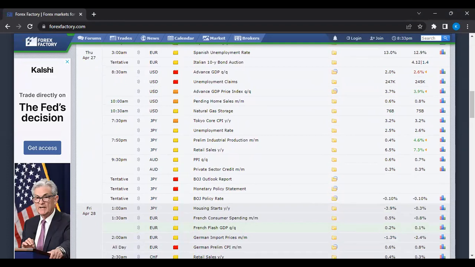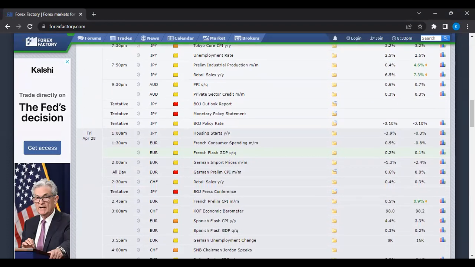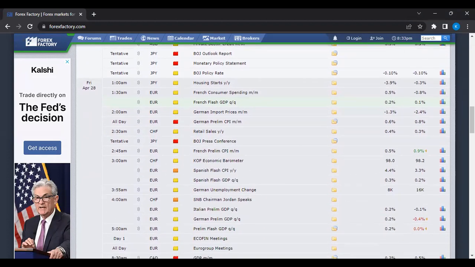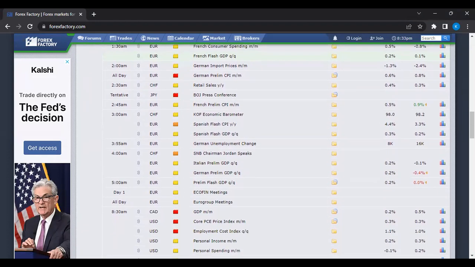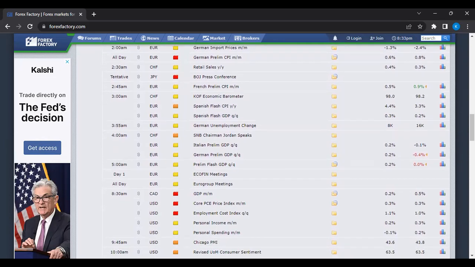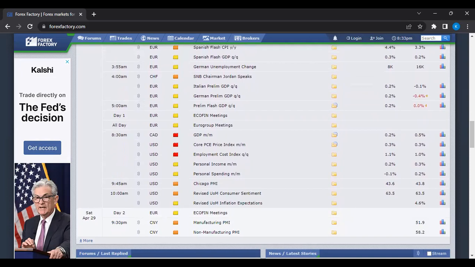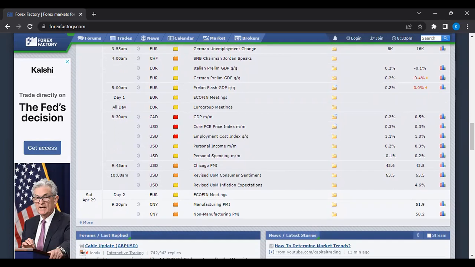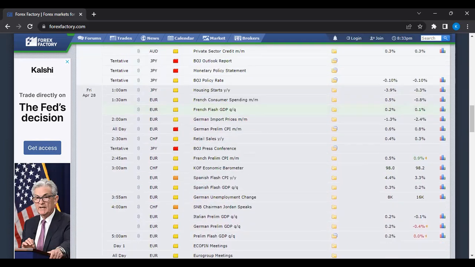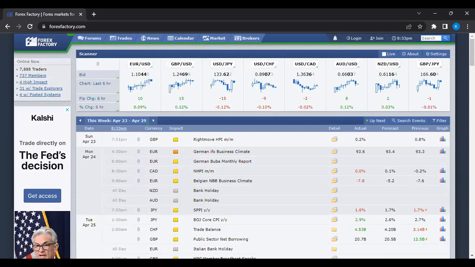And then Friday, this is mostly for Euro, but we do have preliminary CPI news coming out. Bank of Japan has news coming out, and then we have core PCE and employment cost index for the United States coming out. I care about all those things.